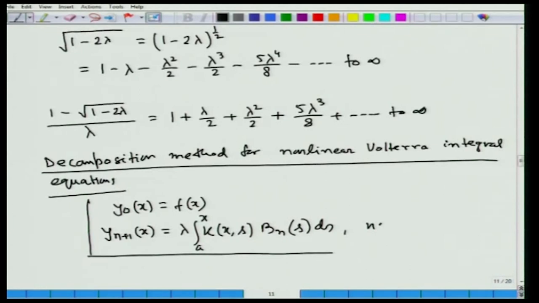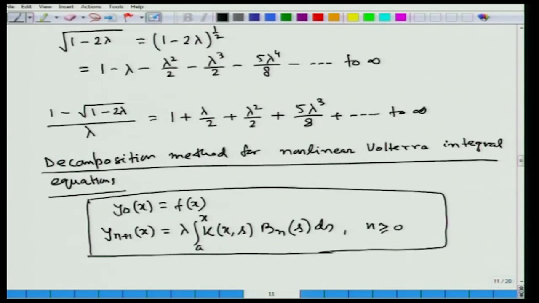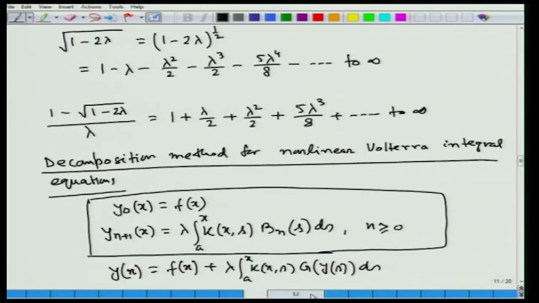y 0, y 1 and so on for the nonlinear Volterra integral equation, which is given by y x is equal to f x plus lambda integral a to x k of x comma s g of y s d s. And of course, in this formula A n s are defined as earlier. I am not going to consider any particular example here; you can find some examples in several places and try to solve them on your own.